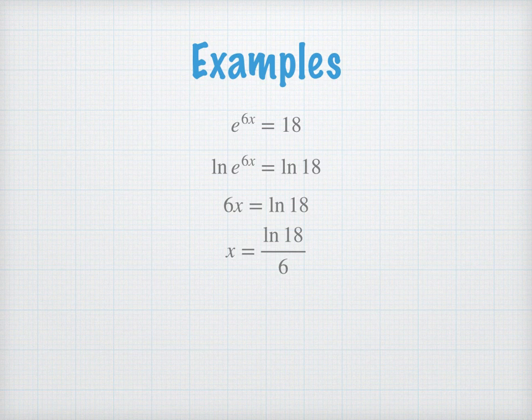Now again, be careful here. We're not saying 18 divided by 6, we're saying natural log of 18 divided by 6. So make sure that you are careful about how you're defining your numerator and denominator as you're entering your answers.